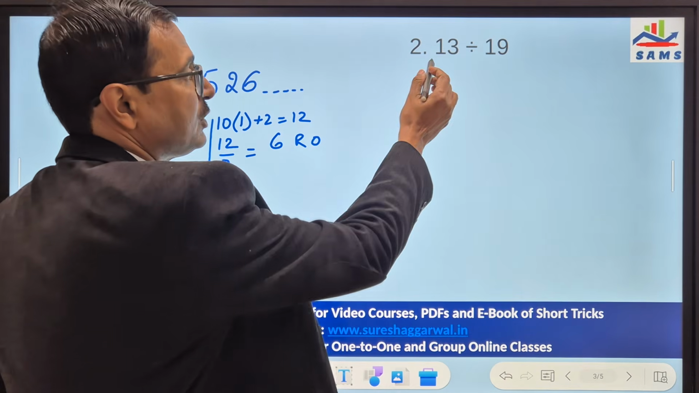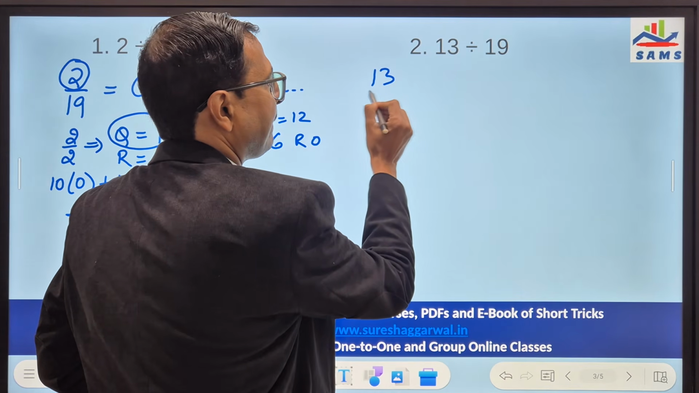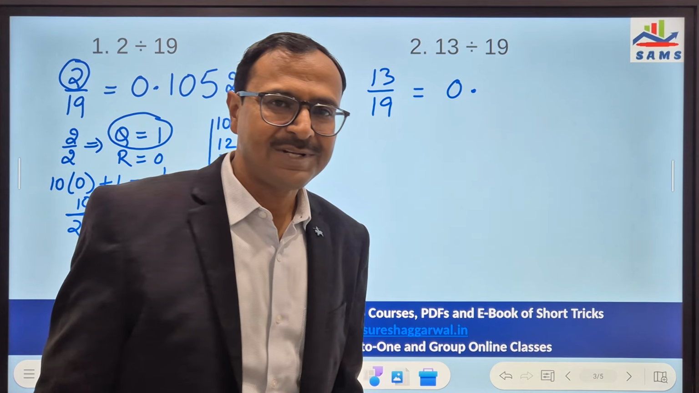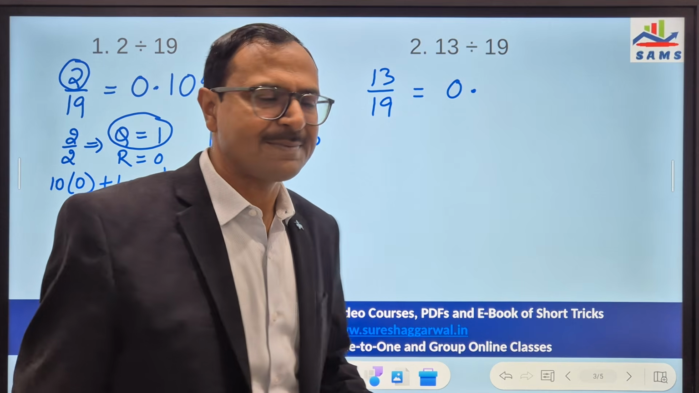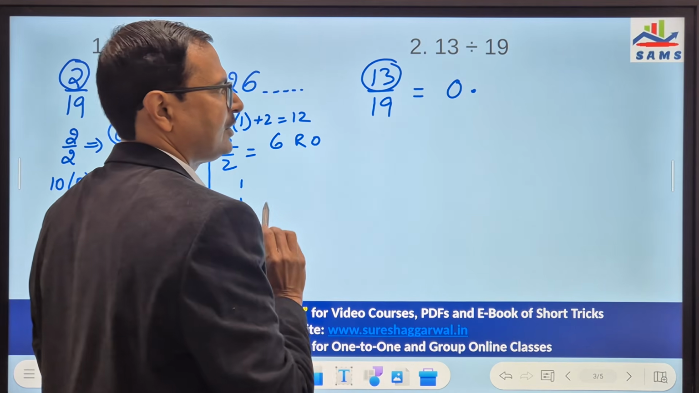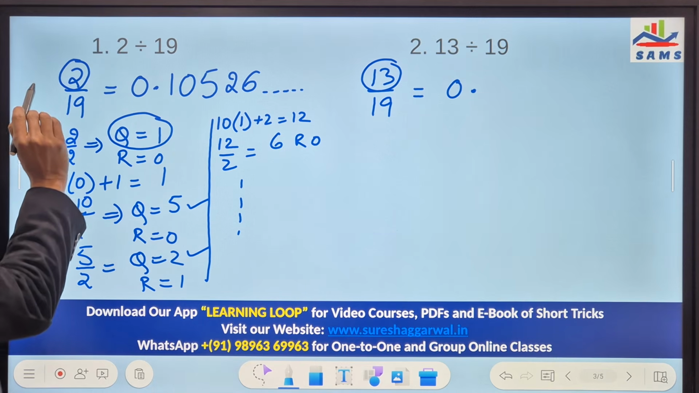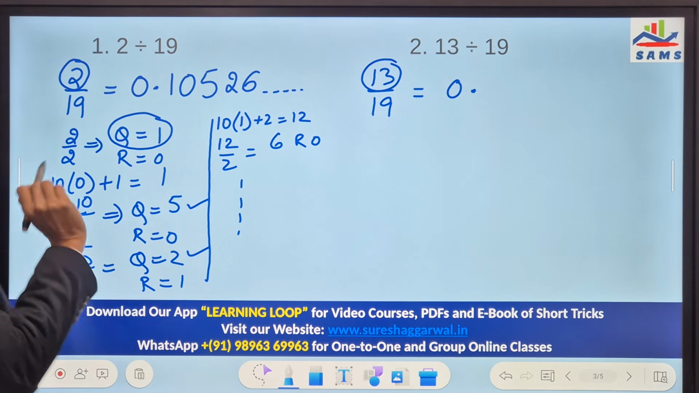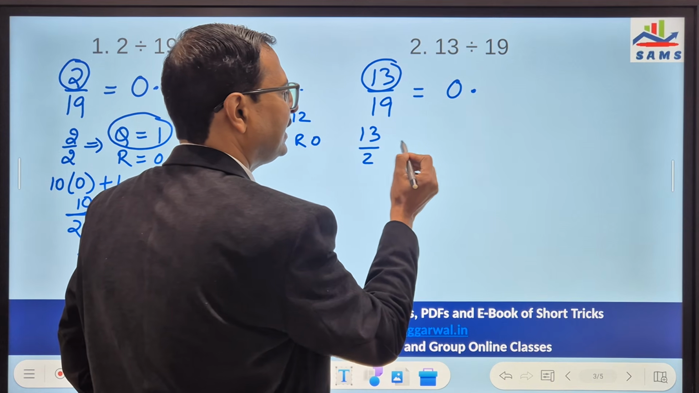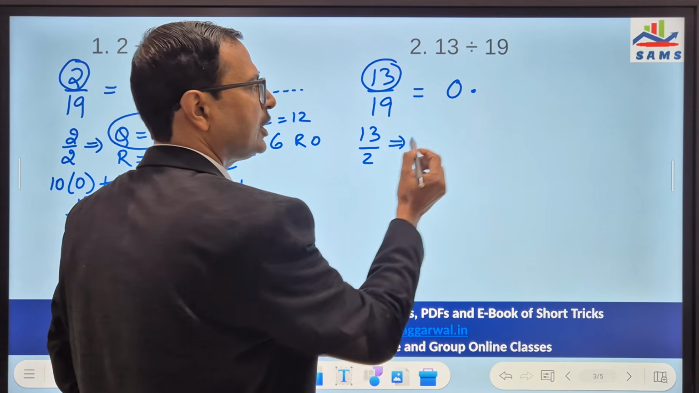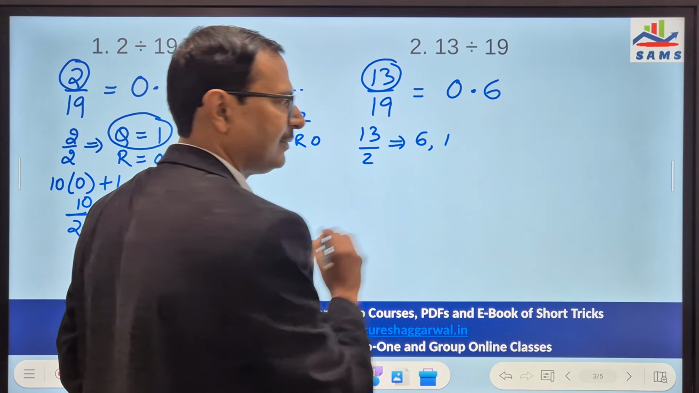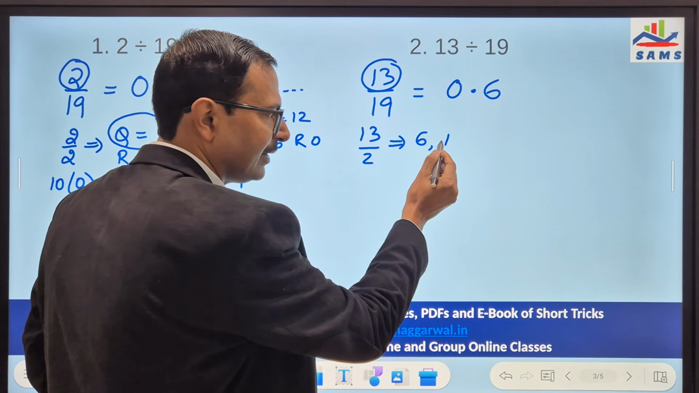Likewise, suppose you have to do 13 by 19. Now again it's a proper fraction, so 0 point, right? Now I'll reduce the number of steps. Here we have the numerator as 13. So I will start with 13 divided by 2. You have to take the half, right? 13 divided by 2. That will give me a quotient of 6 and a remainder of 1. So I have written 6 and 1.